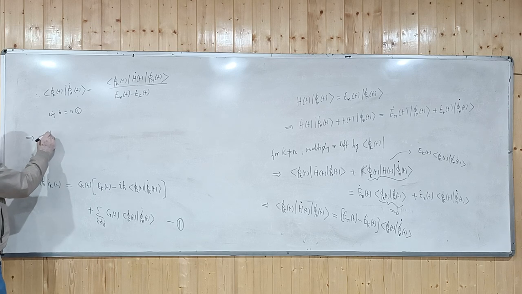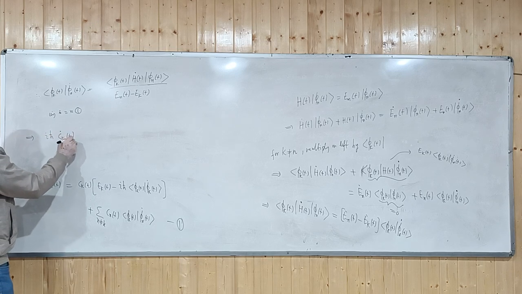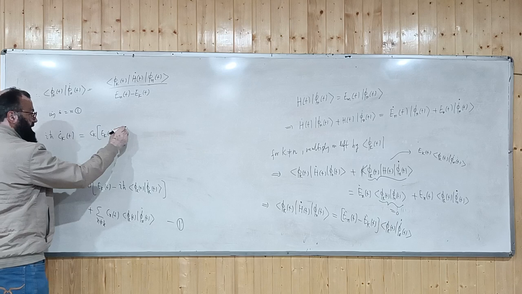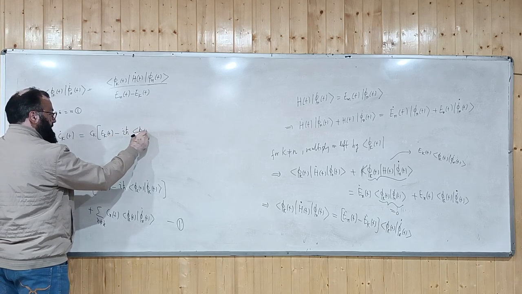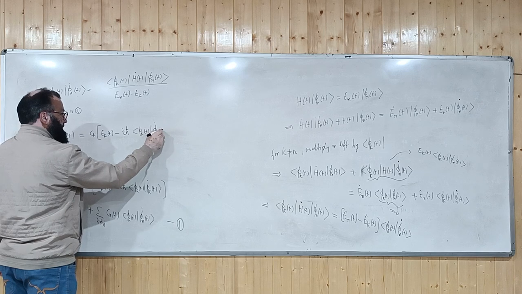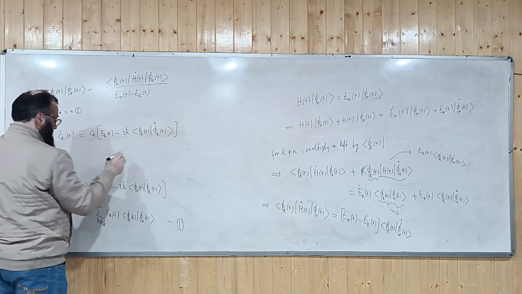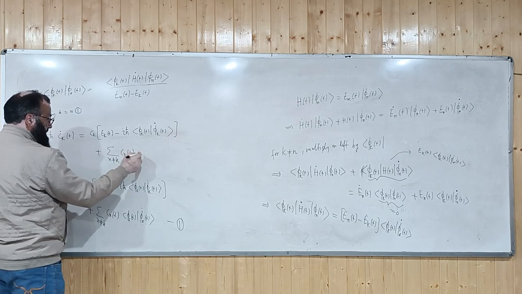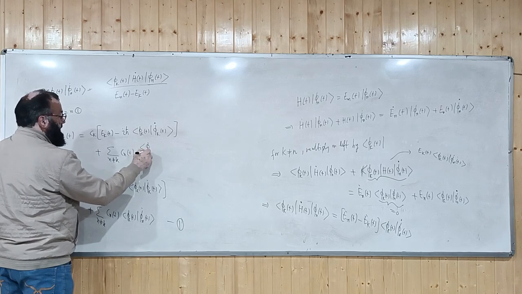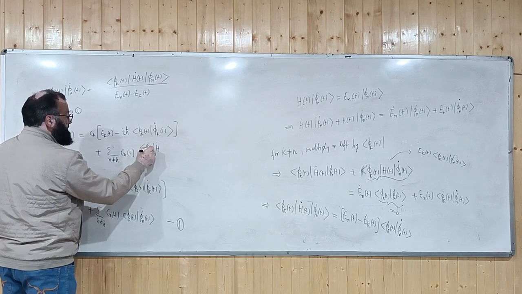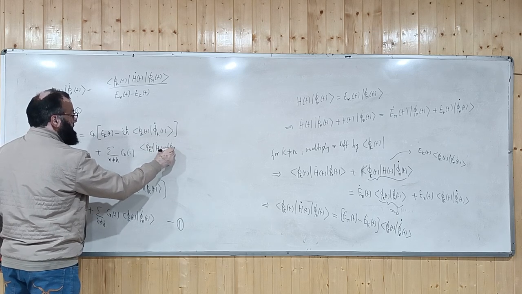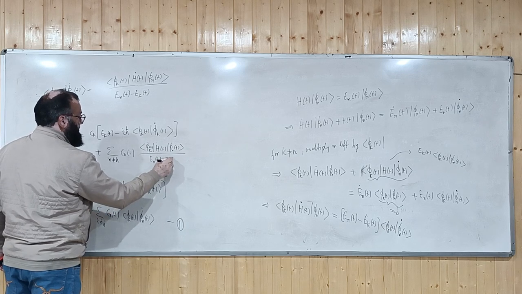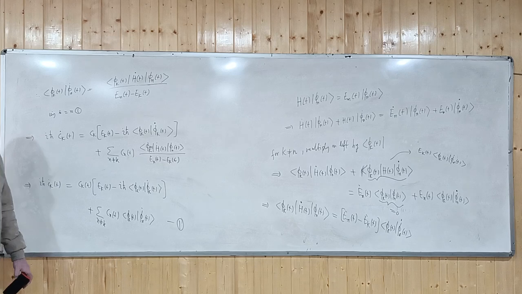So you will get iħ ċ_k(t) is equal to c_k E_k(t) minus iħ φ_k(t) φ̇_k(t), then you are having the summation over n not equal to k, c_n(t), of φ_k(t) Ḣ(t) φ_n(t), divided by E_n(t) minus E_k(t), here. So now what is the adiabatic approximation?